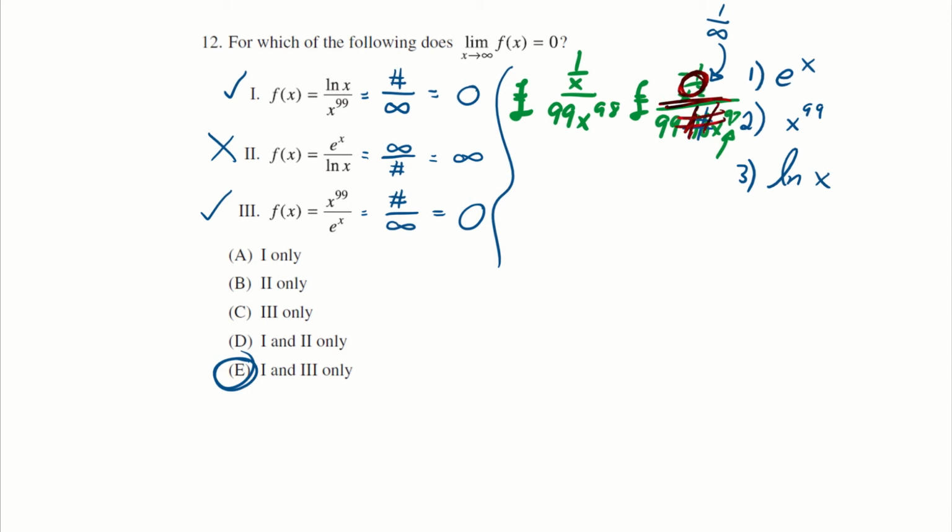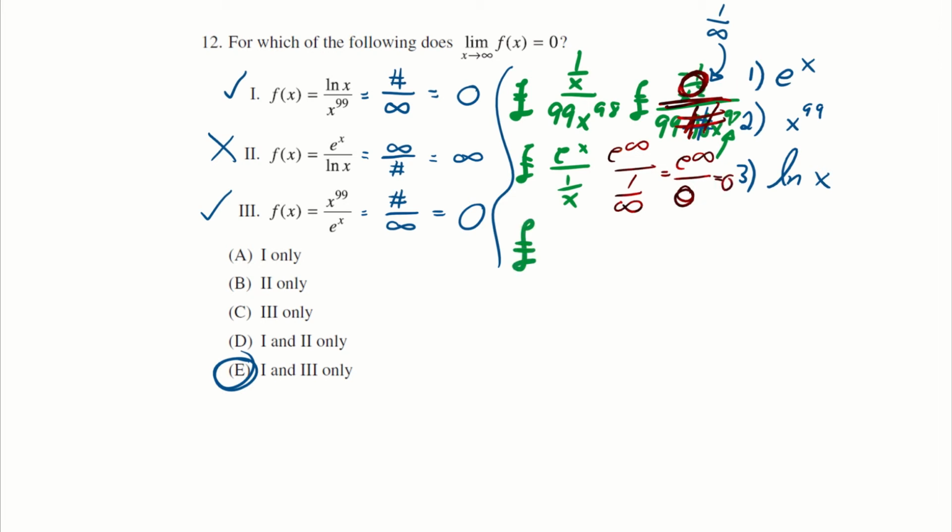When I apply L'Hopital's on the second one, I end up with e to the x divided by 1 over x. Now when I plug in infinity here, I get e to the infinity over 1 divided by infinity, which is e to the infinity divided by something approaching 0. So I have something approaching infinity divided by something approaching 0, gives me 0 overall.